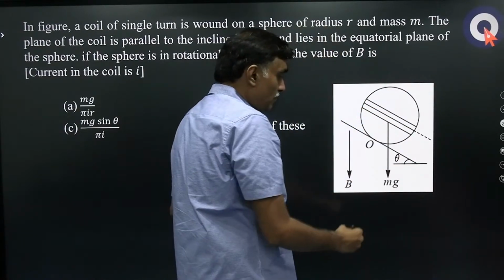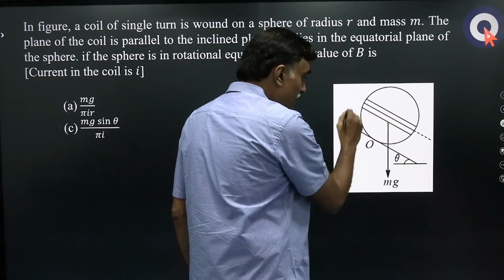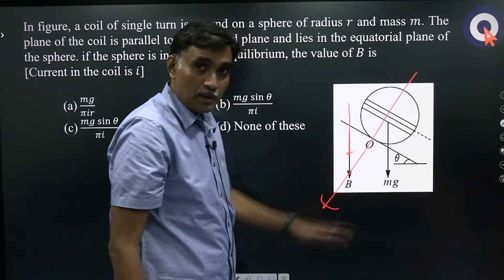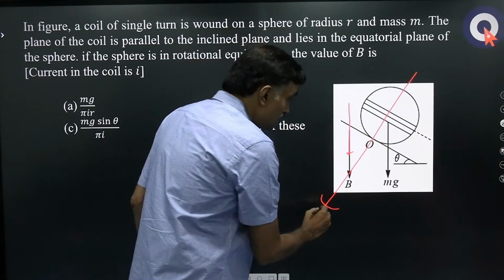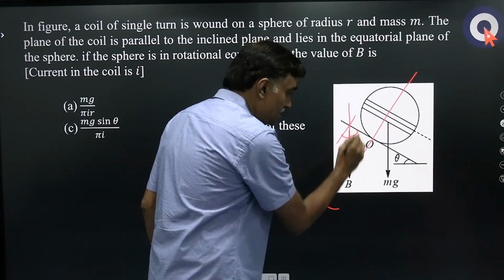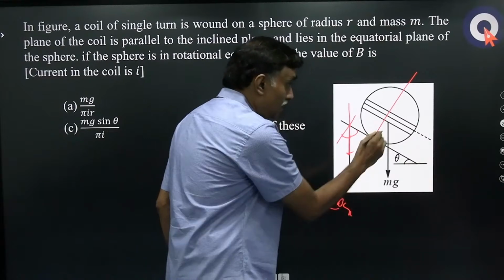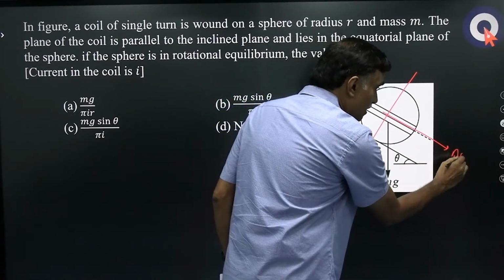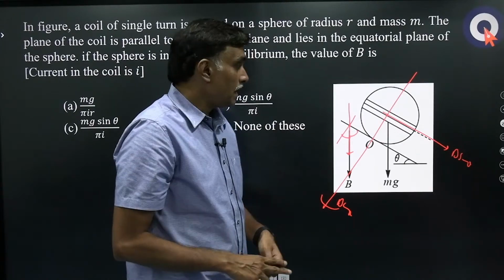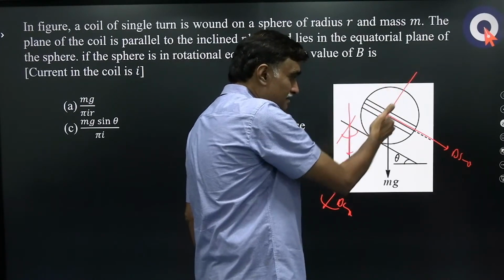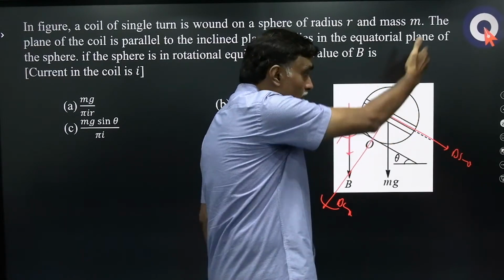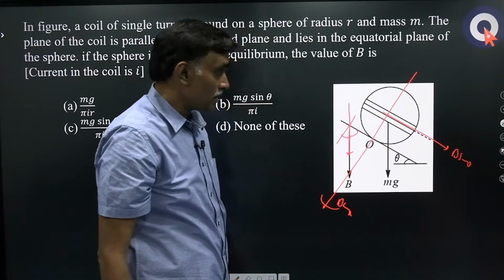Okay. So the magnetic field is in this direction. If I resolve the magnetic field perpendicular to the coil, or perpendicular to the inclined plane, I will get B cos theta. This angle is 90 minus theta and this is theta. So this is B cos theta, and in this direction I will get B sin theta. And the magnetic moment is in this direction. The coil is parallel to the inclined plane, so the magnetic moment is perpendicular to the inclined plane.